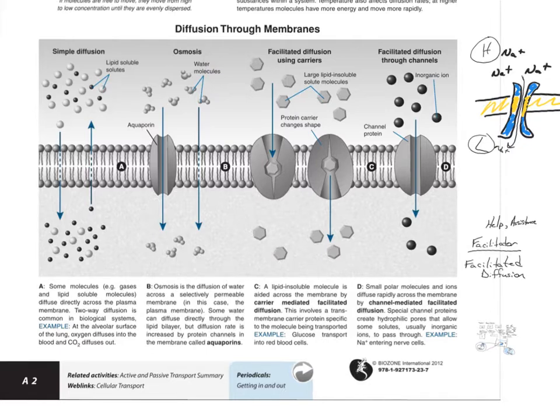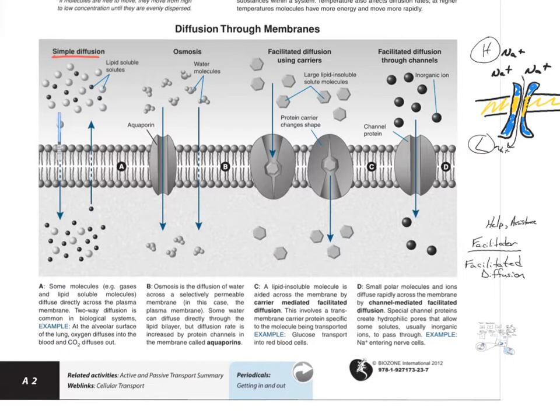Simple diffusion. The word is simple diffusion. It's actually a term. You need to know it. You need to know the definition. Simple diffusion is here, A, and it's defined for you. Do you see that? Every one of these is defined. A is this, B is that, C is that, D is that. Are we clear? So simple diffusion is just when things go from high to low. That's it. Notice these white larger spheres, these lipid soluble solutes, go from high to low. Do you see that?